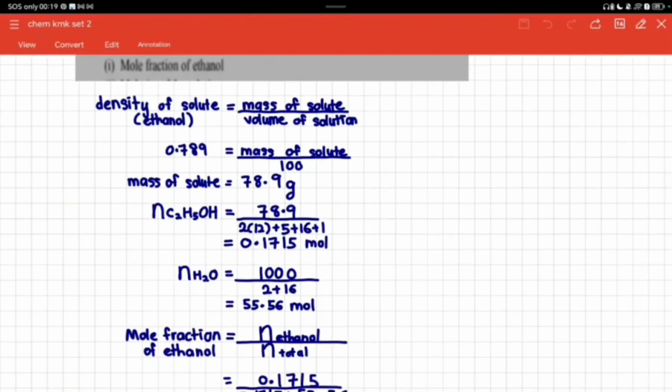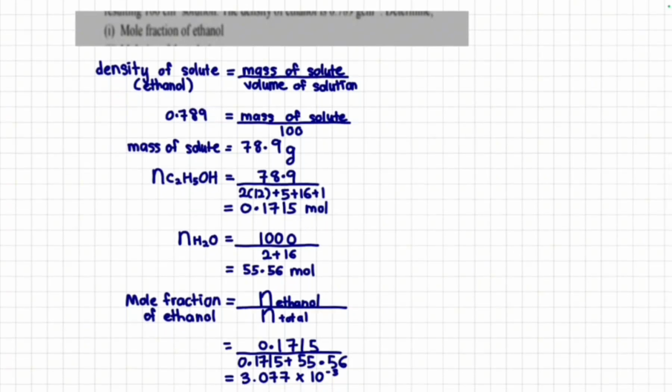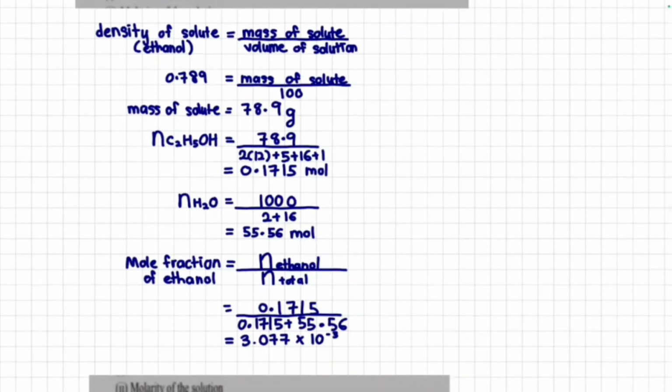When we already know the mass of the solute, which is ethanol, now we can calculate the number of moles of ethanol, which is 0.1715 mole.